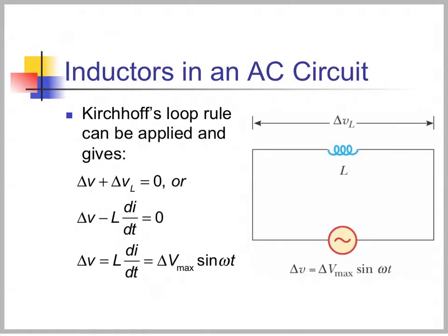The next circuit element we want to talk about is an inductor, and we can use Kirchhoff's rule to look at what the voltage in an inductor looks like. If we go around here, we have ΔV of the source plus ΔV of the inductor equal to 0, or ΔV is equal to minus L di/dt. Well, that's the instantaneous voltage, or ΔV is equal to L di/dt, and we know that ΔV is ΔV_max times sine ωt.